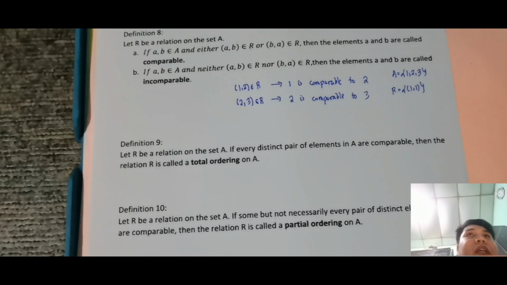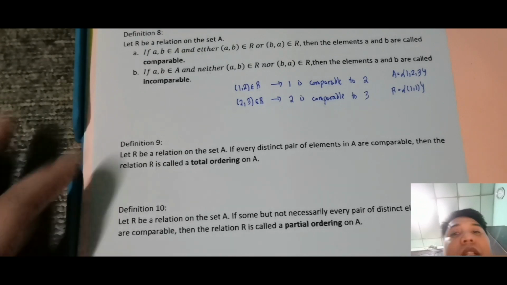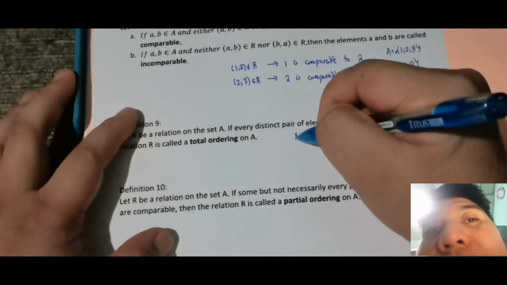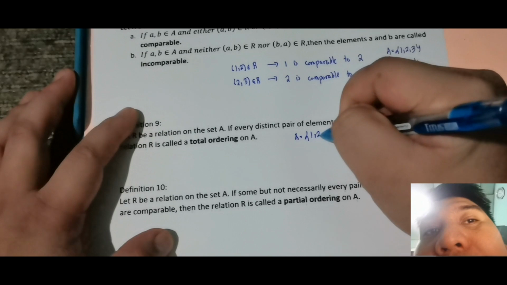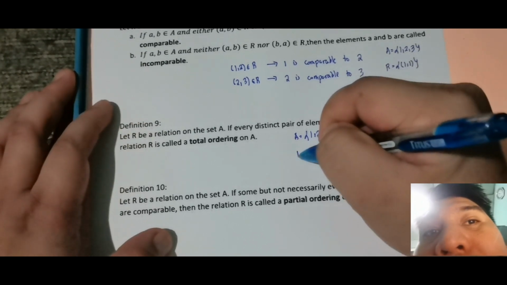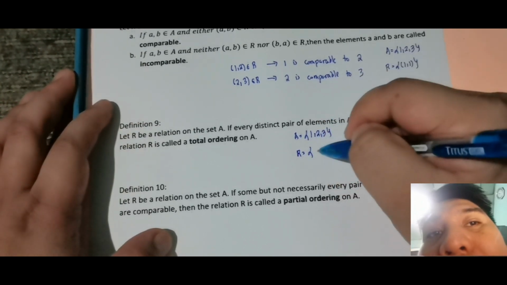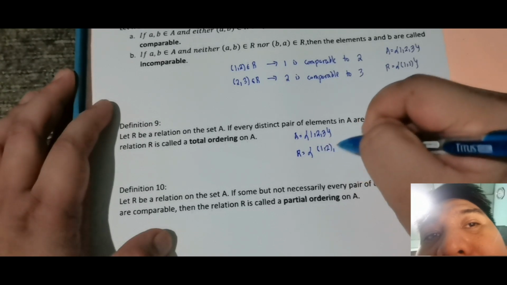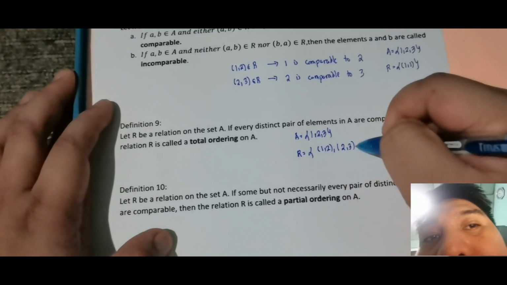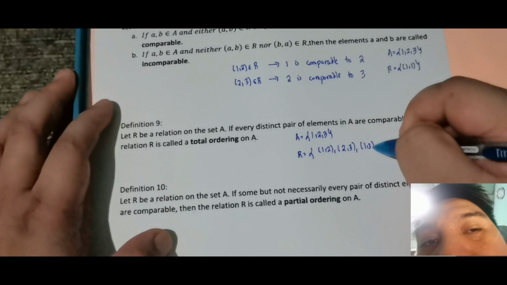Kung yung element A ko, kumpare sa kunyari, si 1, di ba? Element 1, 2, 3. Kung si 1, nakita mo kumpare siya kay 2, kumpare kay 3, tawag sa kanya total ordering. So, for example, let's say yung A ko, the set containing 1, 2, 3. Yan yung R ko, relation ko na R: (1,2), (2,3), and (1,3).